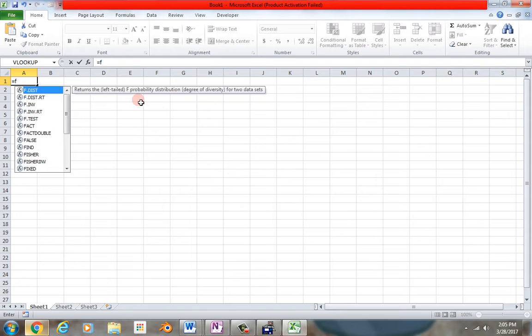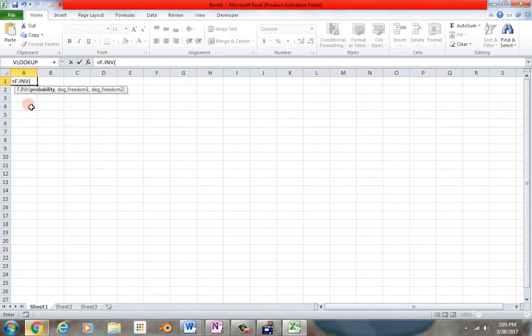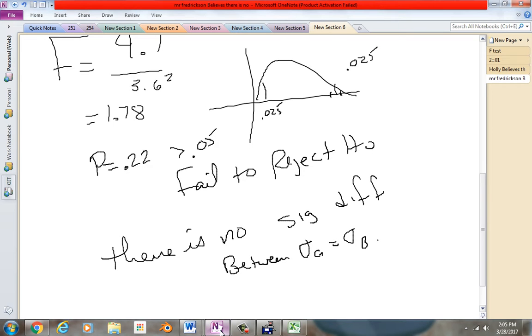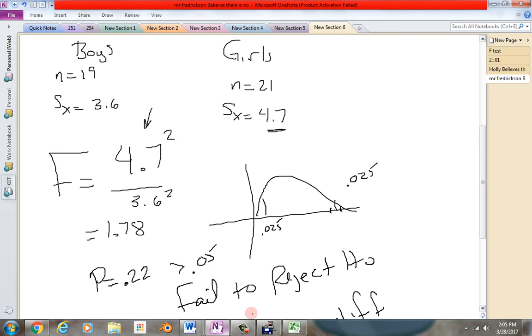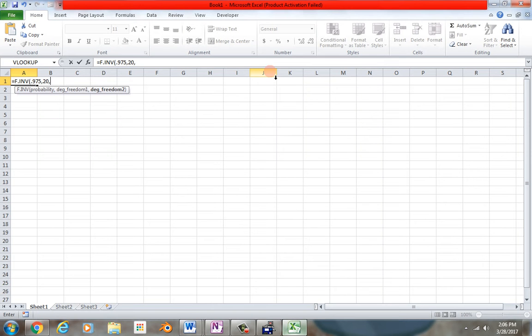I will also be making a video for the 83/84s as well. So I can do inverse F, for instance. I'm going to put in 0.975. This will give me the upper one. The degrees of freedom would have been 20 for the girls, and I forget how many boys we had on this last one. How many boys? So 18 degrees of freedom for the boys.